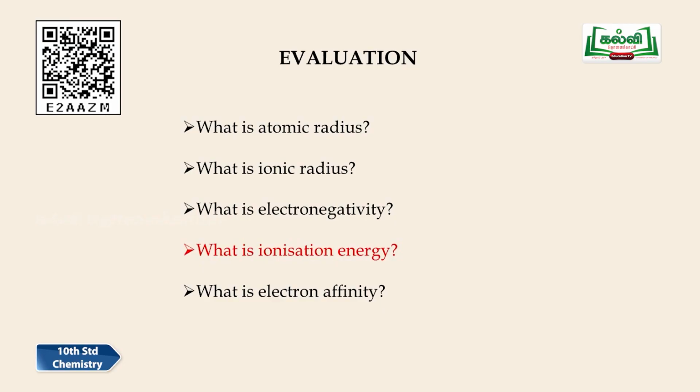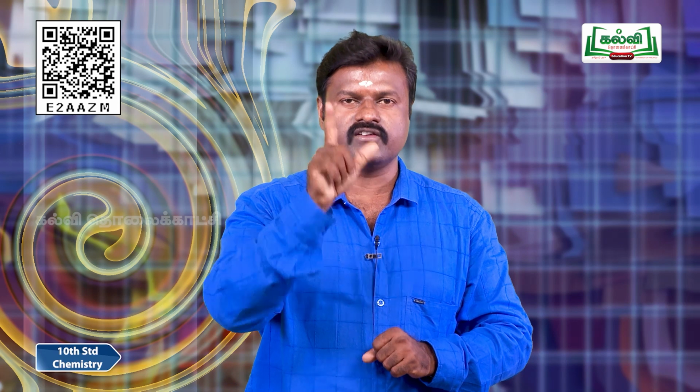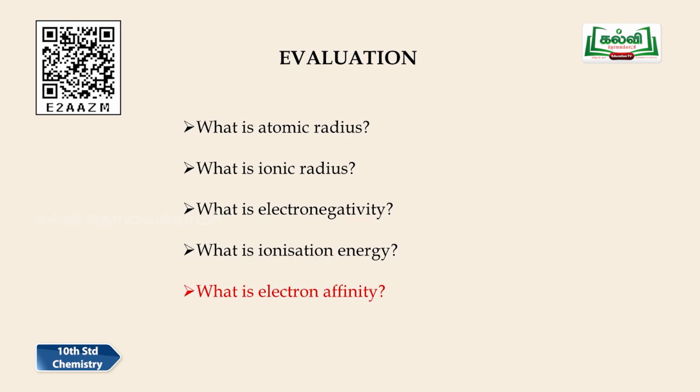Then ionization energy. You know ionization energy is the minimum amount of energy required to remove an electron. Since the electrons are attracted by the nuclear attraction, it is not at all easy to remove that electron. That means you have to supply some amount of energy so that you can remove it. That minimum amount of energy is known as ionization energy, okay. This is expressed in kilojoule per mole. The last one is electron affinity. It is the amount of energy released when you add an electron to a neutral atom, okay. This is also expressed in kilojoule per mole.